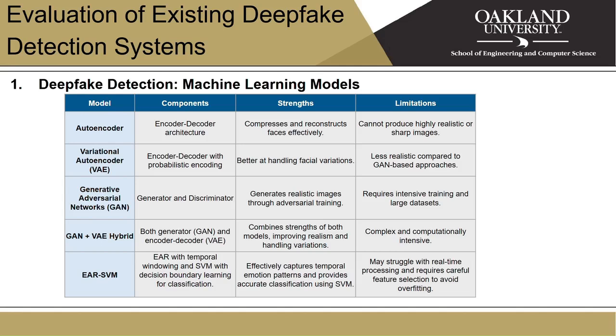Lastly, we have the EAR SVM: EAR with temporal windowing, and SVM with decision boundary learning for classification. It effectively captures temporal emotion patterns and provides accurate classifications using SVM. However, it may struggle with real-time processing and requires careful feature selection to avoid overfitting.